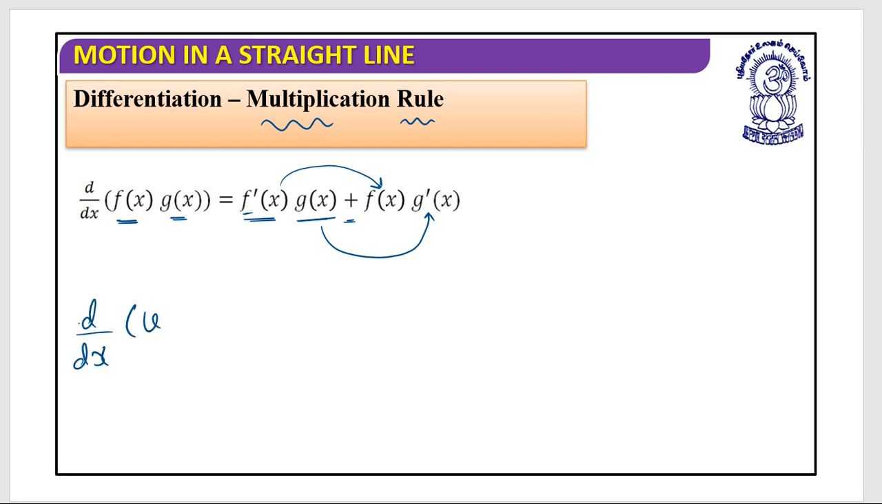Suppose it is d by dx of u into v. Now you can consider this is our f, this is our g. So what you need to do is write v as it is, multiplied by du by dx, plus. Now interchange the roles. u has been already differentiated, so you write it as it is, multiplied by dv by dx. Are you sure? Can you do this?